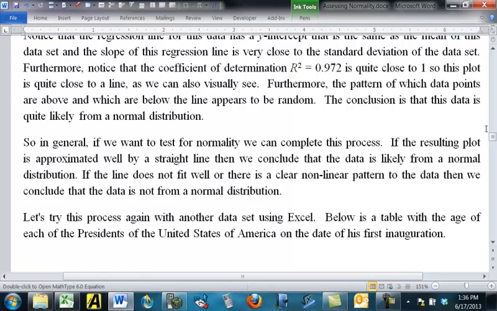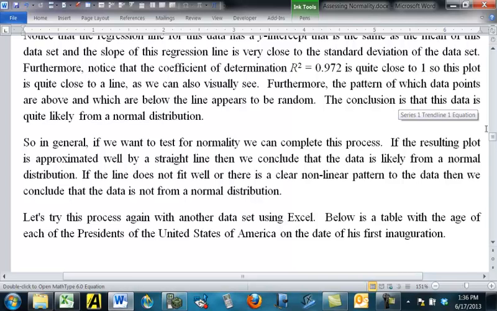So what do we want to do in general? We want to test for normality. This is the process we need to do. If the graph you get is approximated well by a straight line, we conclude that the data is likely from a normal distribution. And if the line does not fit well, or there's some kind of clear pattern to the data that's not linear, then we conclude the data is not from a normal distribution.